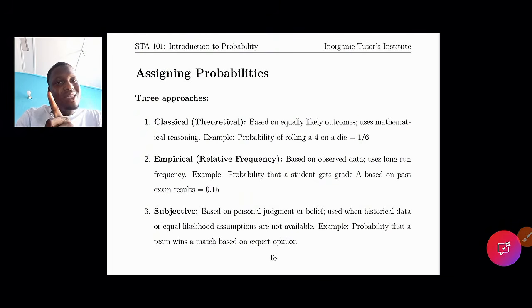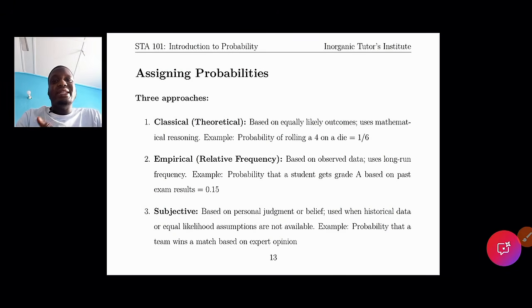So that's a way of assigning probability. And the last one is subjective. That one is your personal judgment or belief. That's what maybe we see with sports.